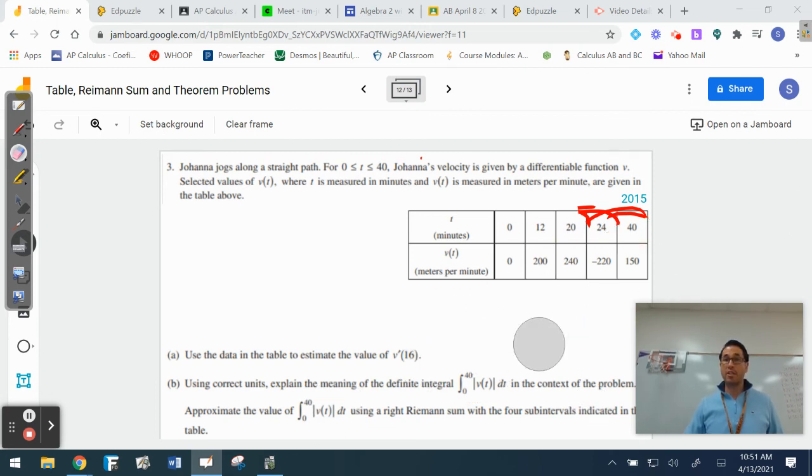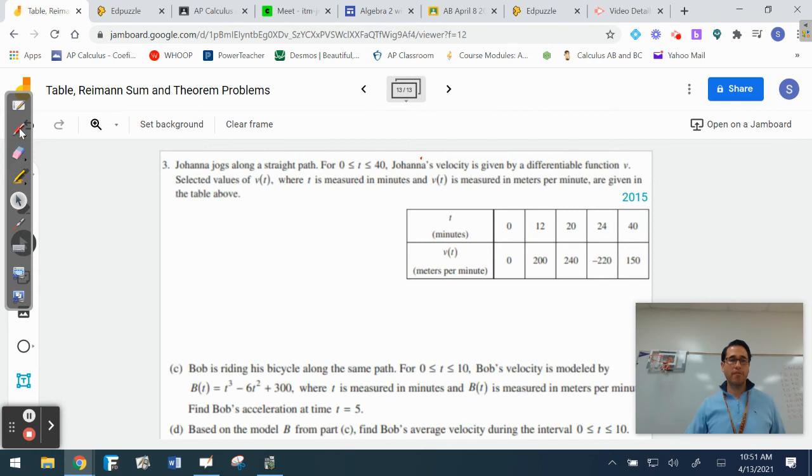Part C. You guys are going to love Part C. Please pause it and see if you can get these 2 points on your own. All right, Bob is riding his bicycle along a path from 0 to 10. Bob's velocity is modeled by B of t, where t is measured in minutes, and B of t is a velocity. It's a rate, so it would be meters per minute.